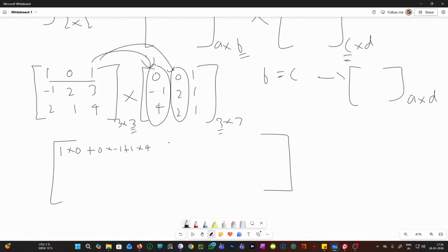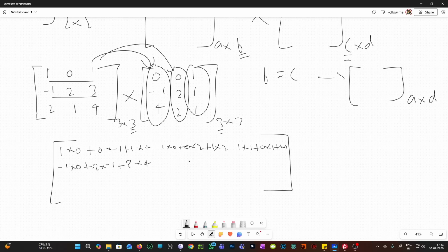So we do 1 multiplied by 0, plus 0 multiplied by 2, plus 1 multiplied by 2. For this third element, we multiply this whole row by this third column. So we get 1 multiplied by 1, plus 0 multiplied by 1, plus 1 multiplied by 1. Now for this element here, we multiply the next row by the first column: minus 1 multiplied by 0, 2 multiplied by minus 1, and 3 multiplied by 4.